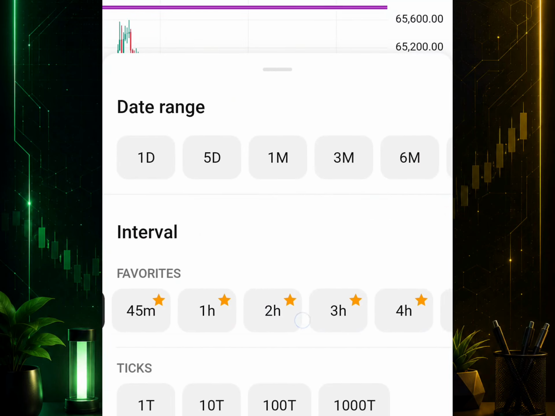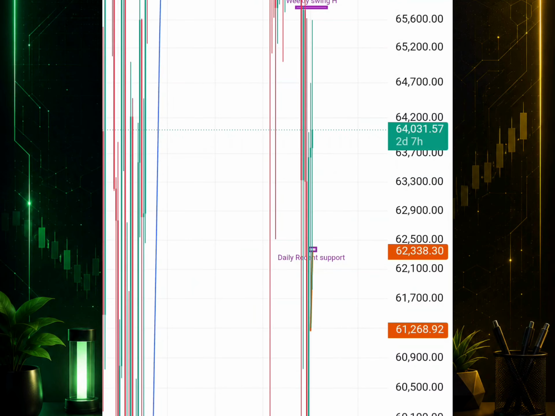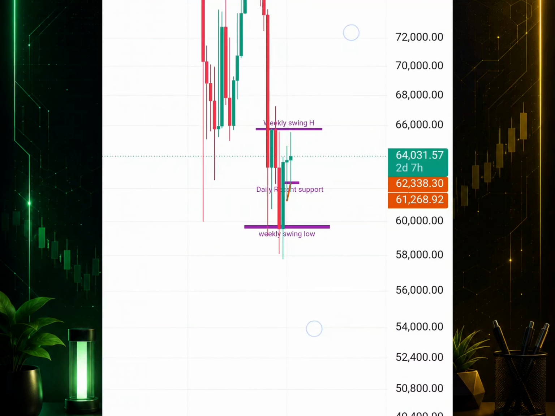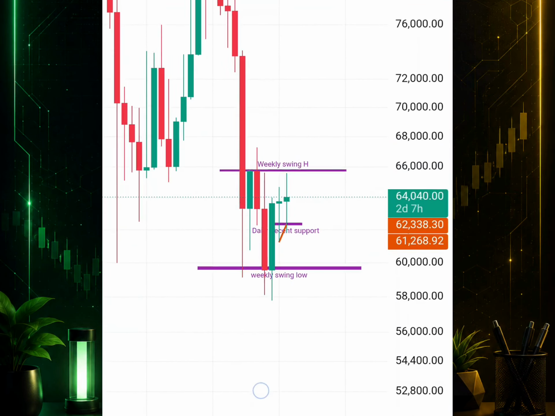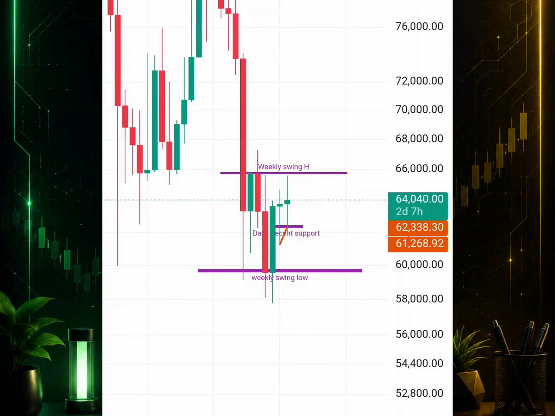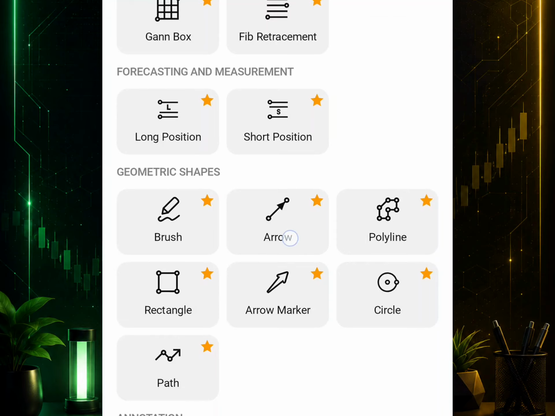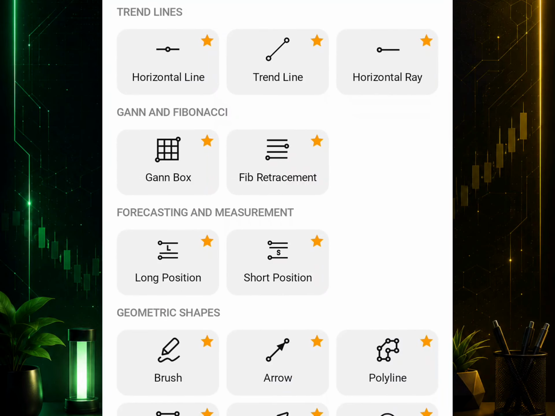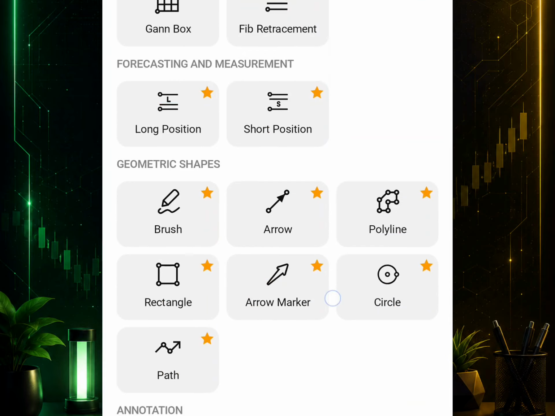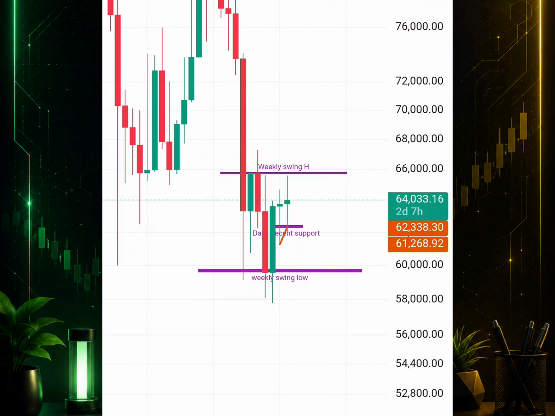Just go to the weekly time frame. All right, go to the weekly time frame. So you can see right now on the weekly time frame what you need to do. All right, make sure you turn this off. Let me change the candle so that you can see everything clearly. All right, let me change the candle to a line candle so that I can see.